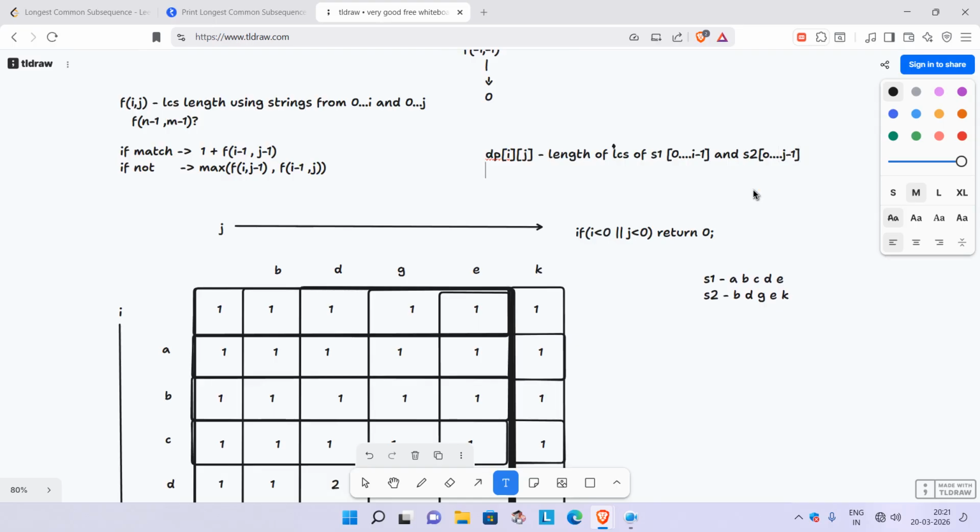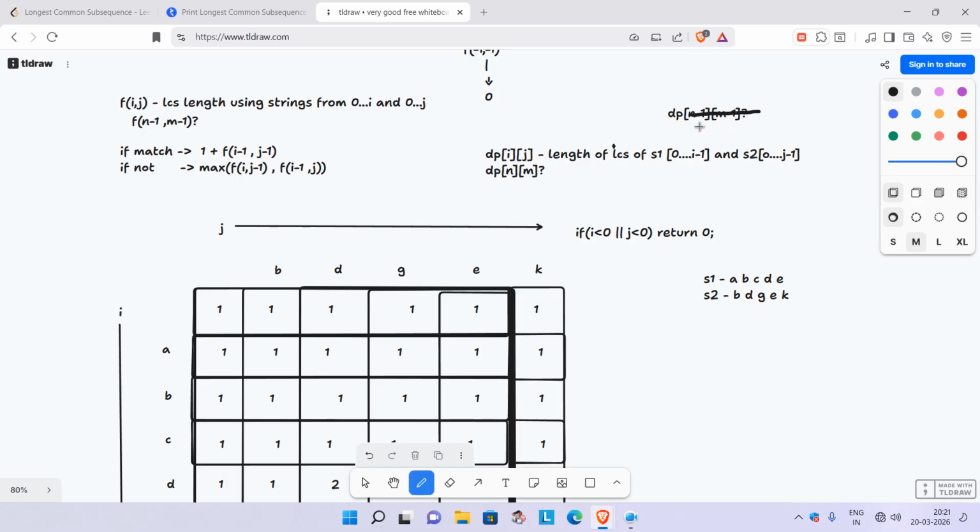So what we need to find is simply dp of n and m. You might be confused about why we are using n and m, and why we are not using n minus 1 or m minus 1. Why doesn't it go there?